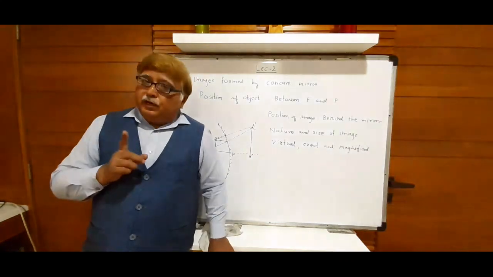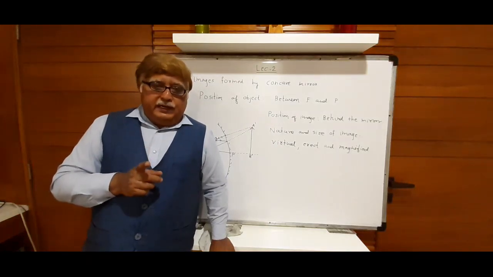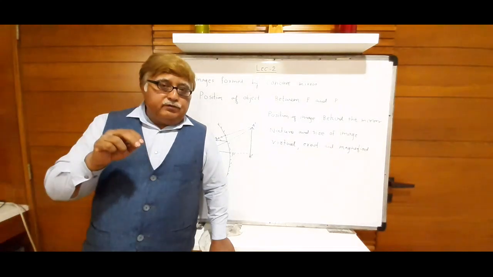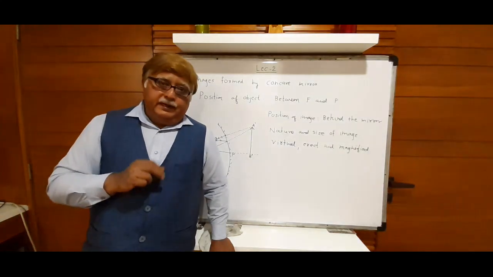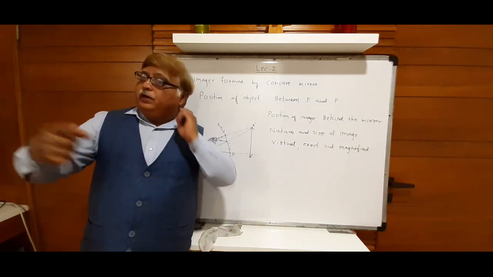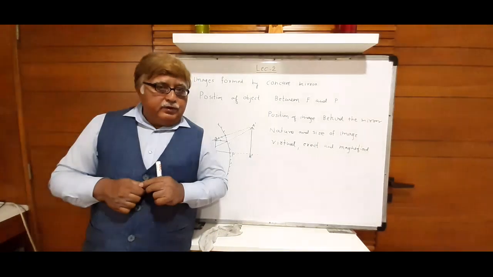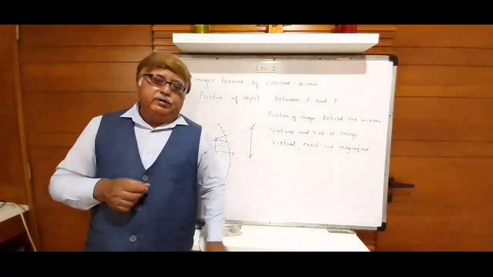Everywhere you just try to understand what we understood in diagram number 5. Object is kept at where? At focus, and the image is obtained at infinite distance, and it was real, inverted and larger. So my dear student, try to understand.